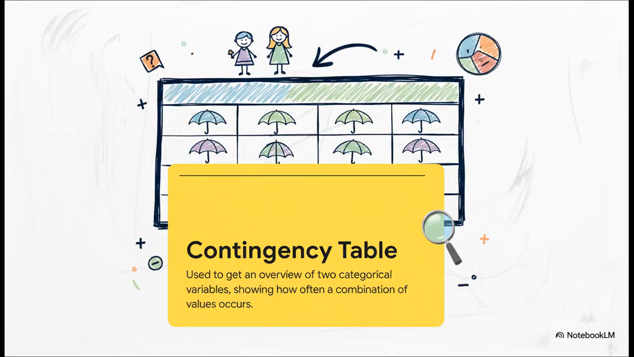Think of it like a simple grid. It's designed to compare two categorical variables. And what are those? Just things that fit into neat little boxes or groups, like city versus country or male versus female. All the table does is show us how many times each combination of those groups pops up.